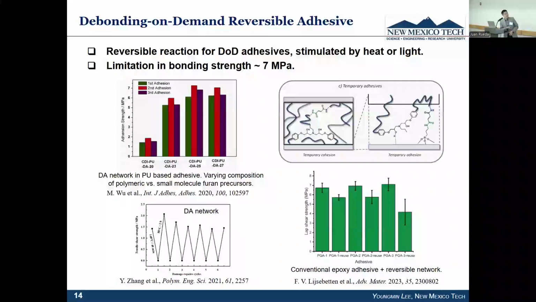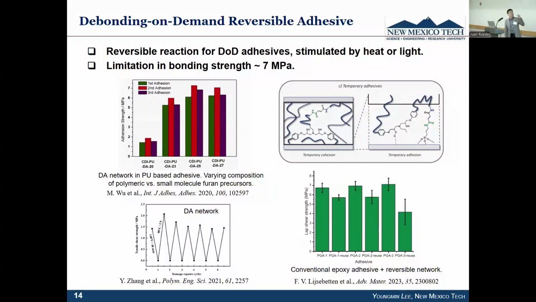Second topic is about reversible adhesive. This one is a debonding-on-demand reversible adhesive. That is, when they work, they can hold two parts strongly, like a conventional adhesive, but under certain stimuli, as I said, like heat or light or pH change, they can detach. Okay, but the problem so far is that they have weak adhesion strength. Maximum 7, but mostly 2. But conventional adhesive is even stronger, 10 to 20 megapascal.